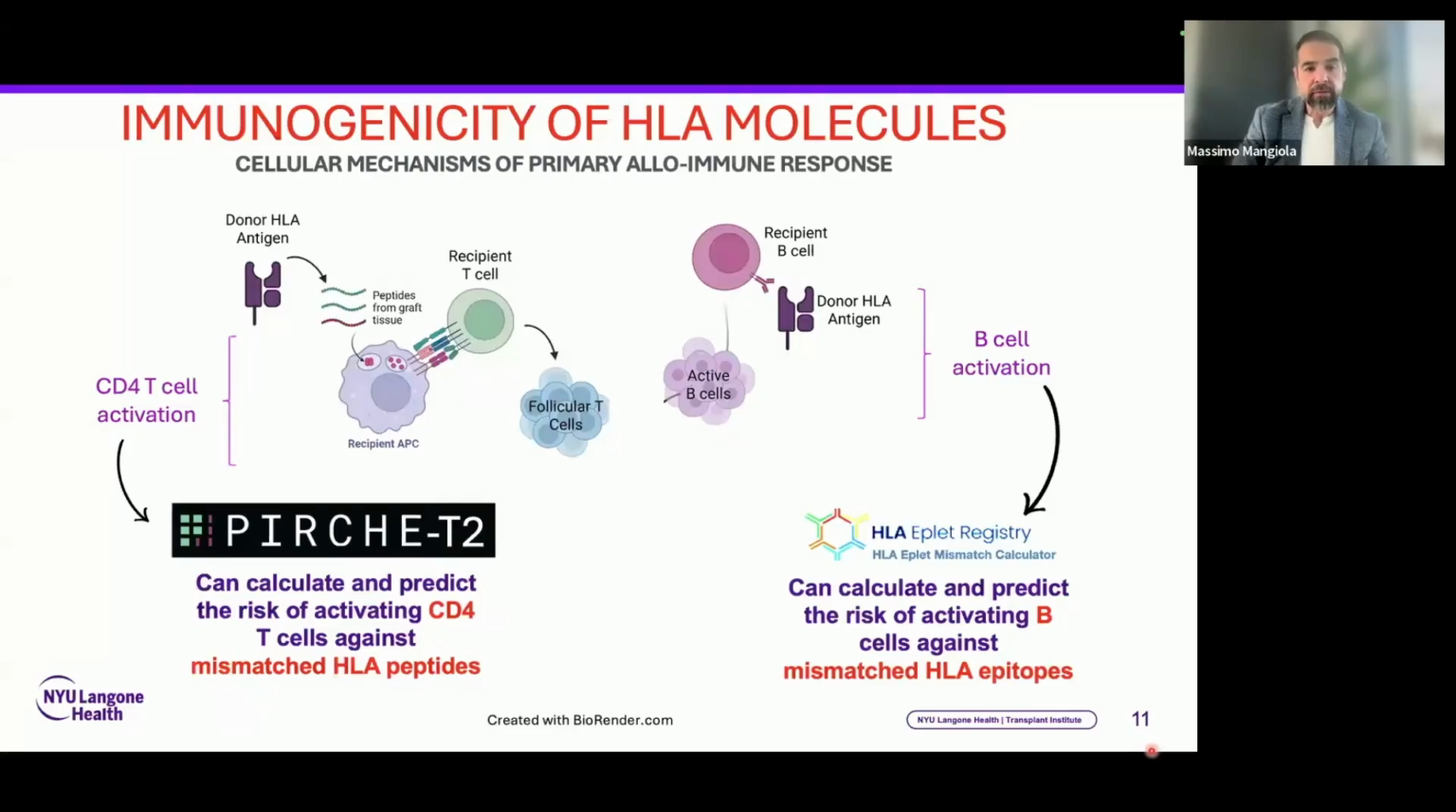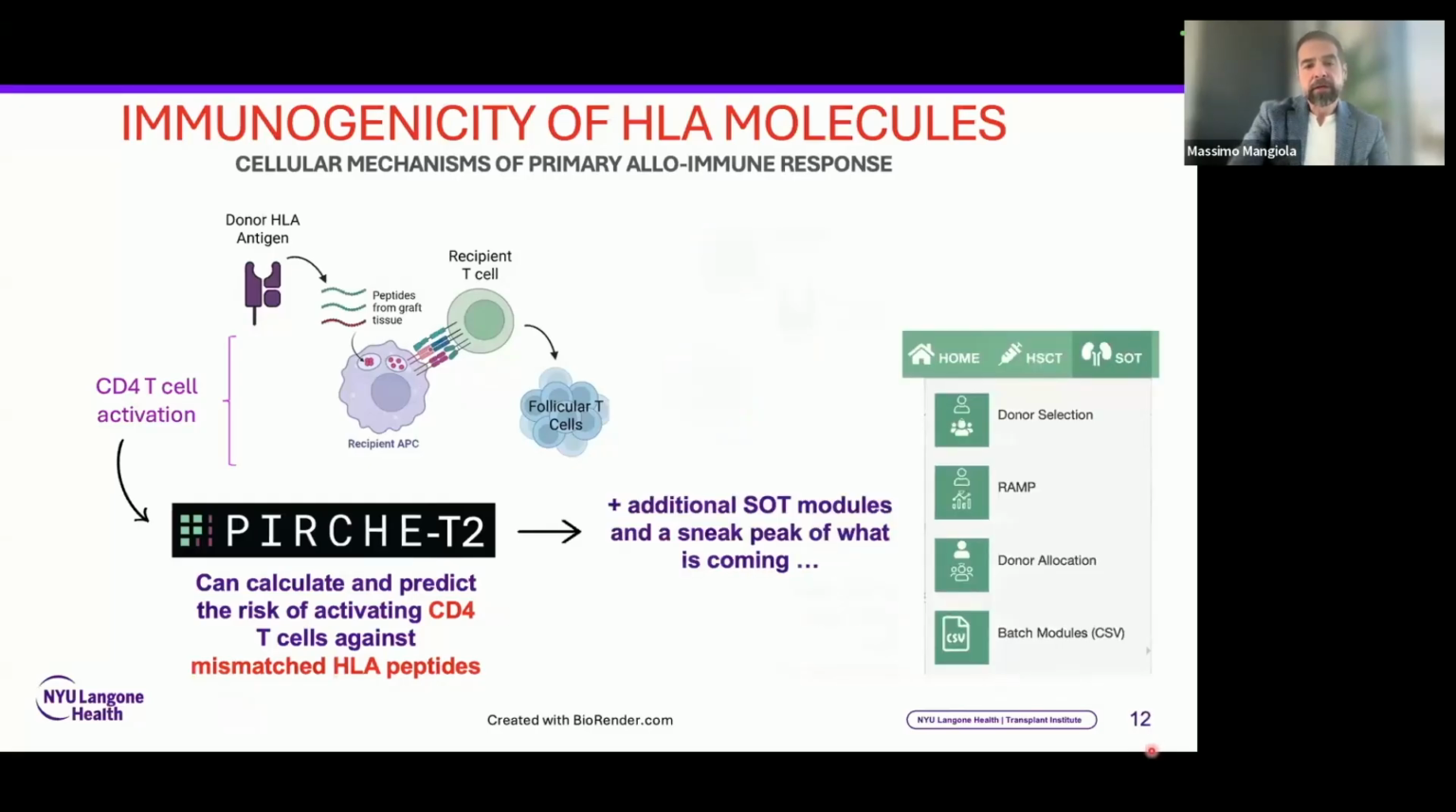And these days, as you know, there are ways for us to calculate this risk. On the T cell side, we have PIRCHE-II specifically these days. And on the B cell side, we have the eplet mismatch. And I'll show you in a little bit PIRCHE as a calculator for B cells as well. So today we're going to focus on PIRCHE in particular, and we're going to go through all the modules that PIRCHE has. And actually, I will show you a sneak peek of something very, very interesting that is coming up in the pipeline of PIRCHE.